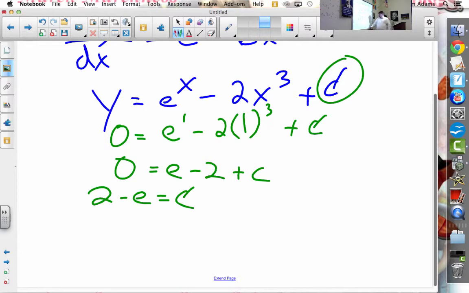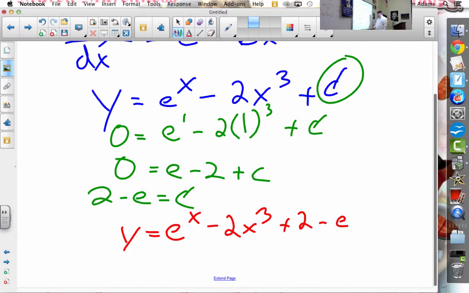So really my function is this. y is equal to e to the x minus 2x cubed plus 2 minus e. And you could leave it that way. That's your c, right? And you could leave it that way.